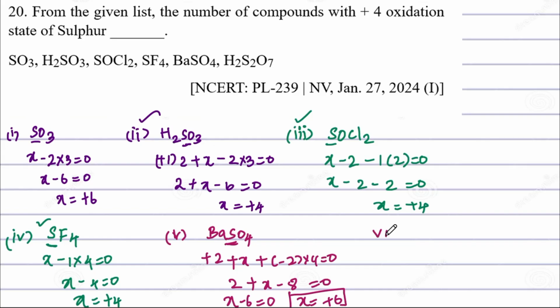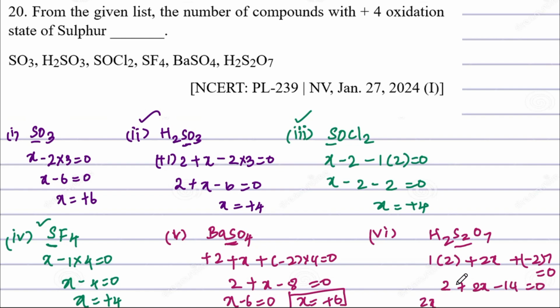So the next compound, the last compound, is H2S2O7. The oxidation state of hydrogen is +1, so 1 into 2 plus 2x plus (-2) into 7 equal to 0. So 2 plus 2x minus 14 equal to 0. 2x, and when you subtract 2 and minus 14 you will get minus 12. So 2x equal to plus 12. So the value of x is again plus 6. When you solve this you will get the value of x as plus 6.